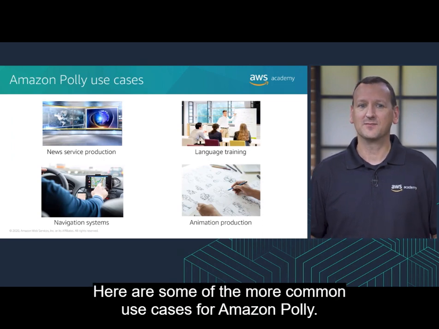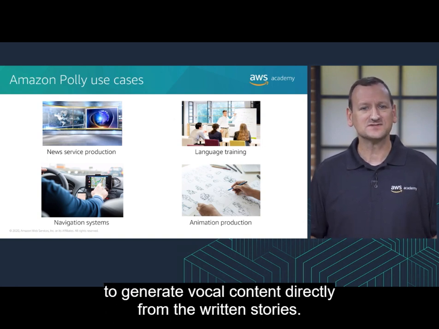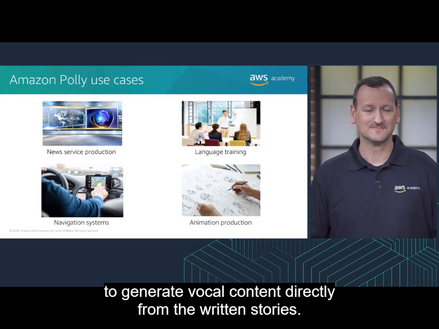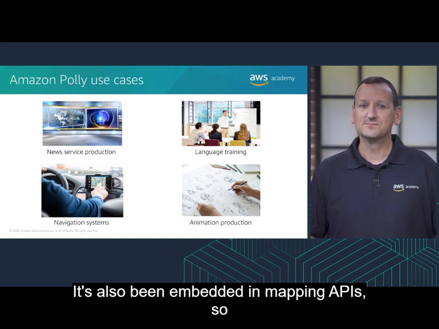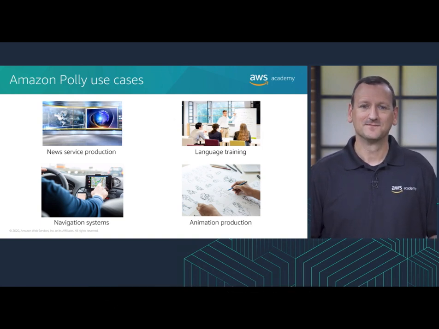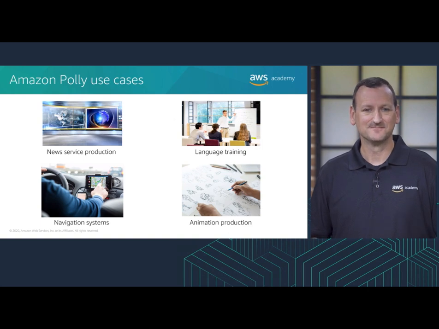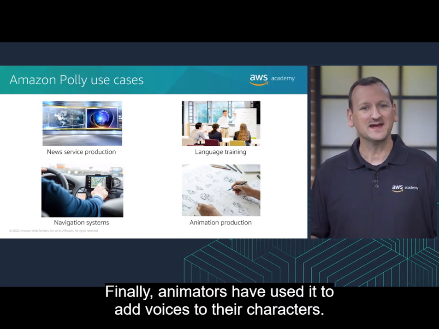Here are some of the more common use cases for Amazon Polly. As a first example, major news companies are using Amazon Polly to generate vocal content directly from their written stories. It's also been embedded in mapping APIs, so developers can add voice to their geo-based applications. Language training companies have used Amazon Polly to create systems for learning a new language. Finally, animators have used it to add voices to their characters.